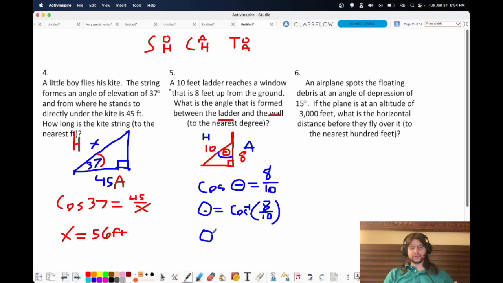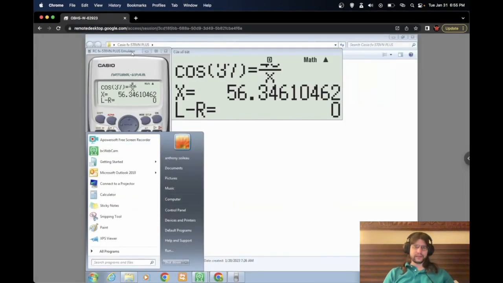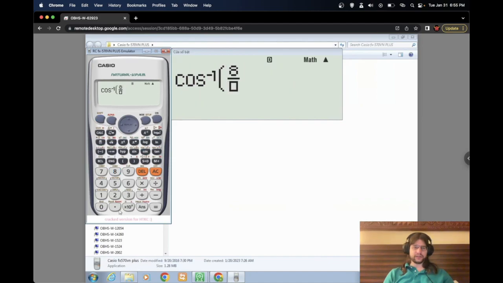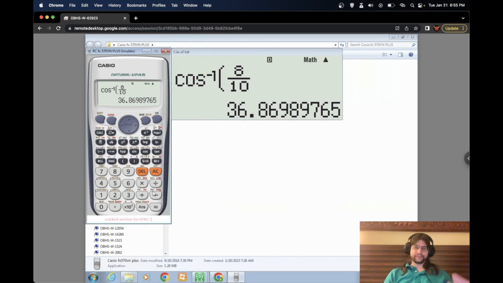So theta equals, and this is actually a very common one. So let me see if I remember. I think it's about 53 degrees. Let's find out. Shift cosine 8/10. It's either 53 or 56. I think it's 53. 36. Yep, okay. Then this one's going to be 56. 53. Okay, I got those backwards.